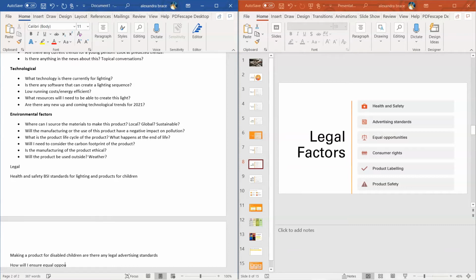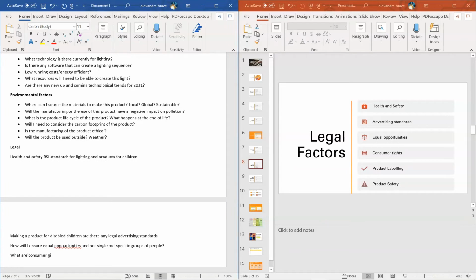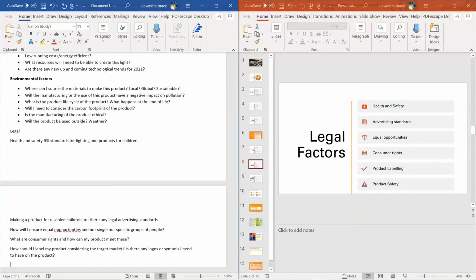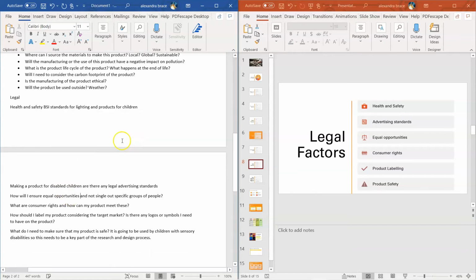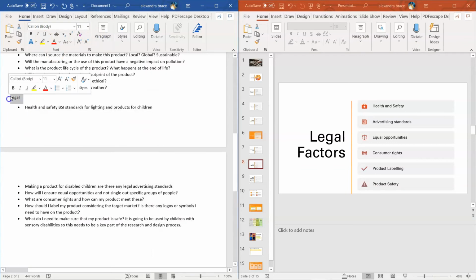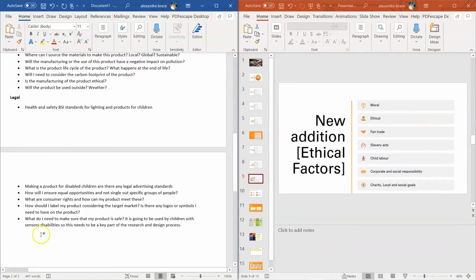In terms of legal, I've got health and safety. So then I'm going to be looking at BSI standards for lighting and children's toys. Also, for making a product for a disabled child, are there any legal advertising standards? How will I ensure equal opportunities for specific groups of people? Do I need to consider consumer rights? What about product labelling and product safety? So I need to consider all of these different things in my product when designing and researching.